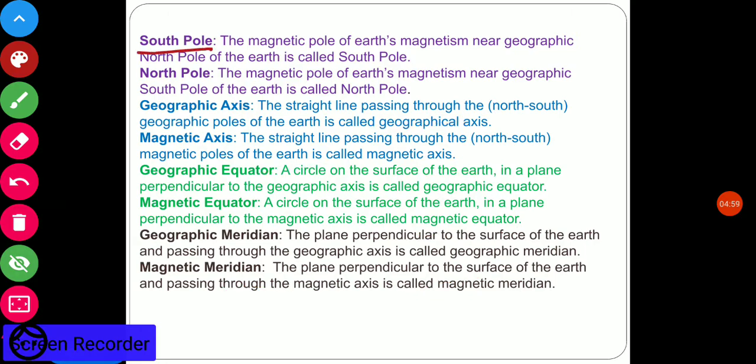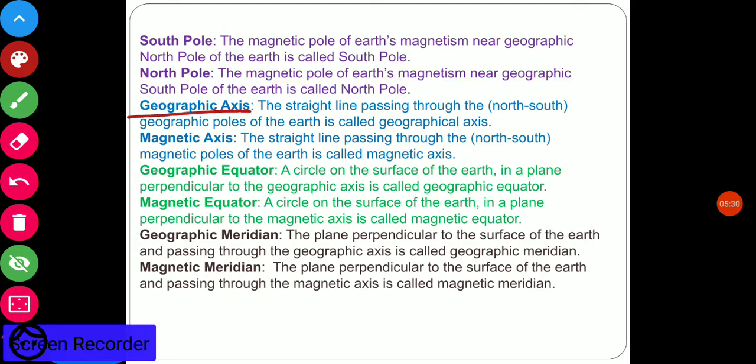That is the south pole. The magnetic pole of the Earth's magnetism near the geographic north pole of the Earth is called the south pole. The magnetic north pole of the Earth's magnetism near the geographic south pole of the Earth is called the north pole. Note one thing: the south pole is near the geographic north pole and the north pole is near the geographic south pole, meaning they are opposite to each other.